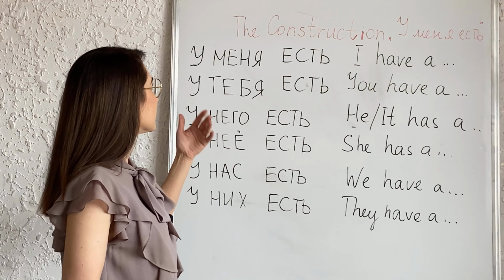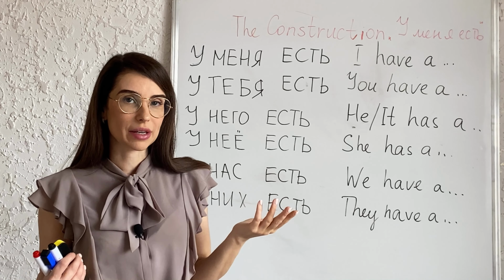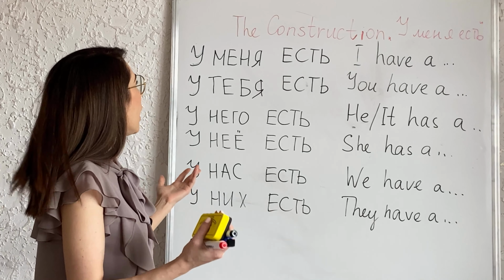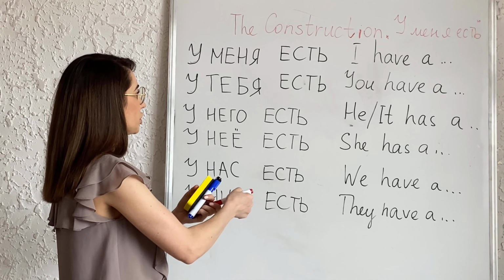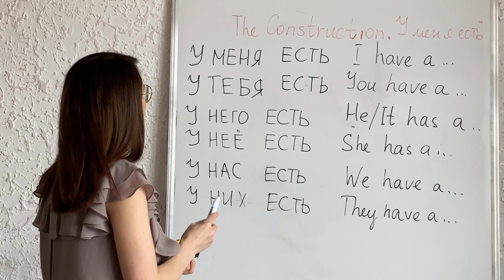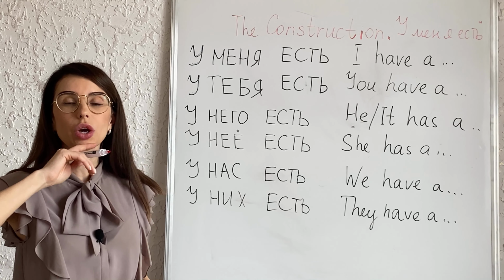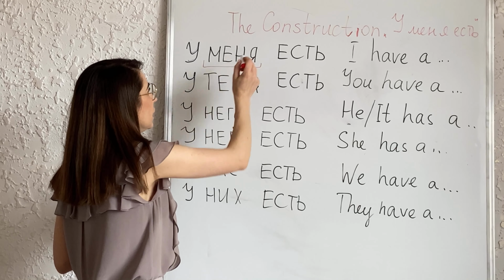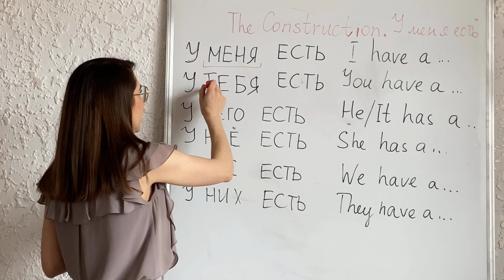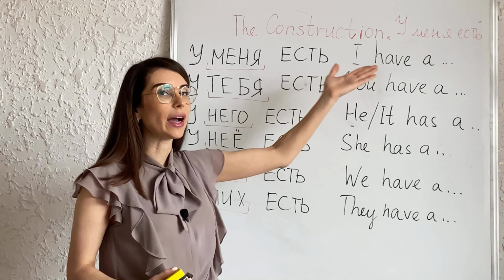You should know that the construction у меня есть changes sometimes. It depends on who is talking. So, for example, у меня есть, you are talking about yourself. У меня есть. Me, меня. You see here it will be different, and here, and here. Everywhere there will be a different word, but the other part is the same. So, у меня есть means I have.